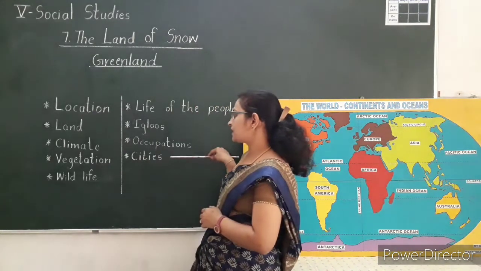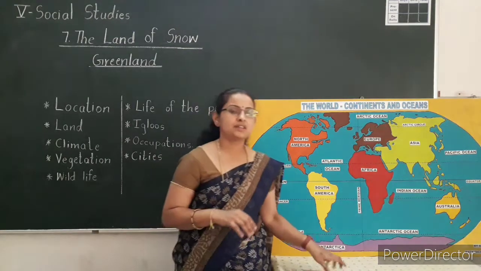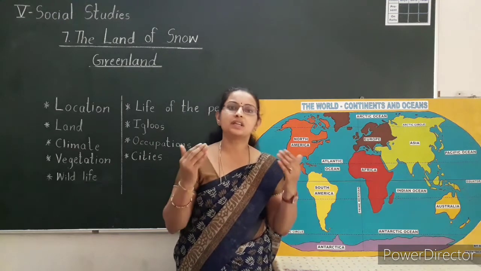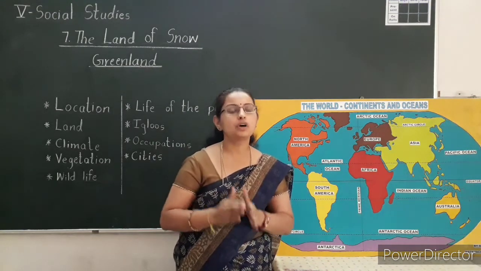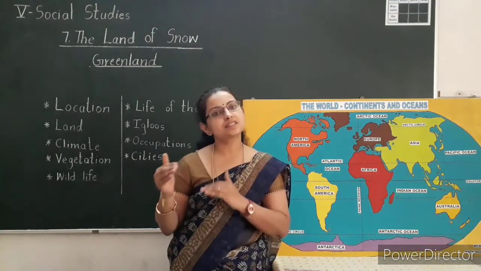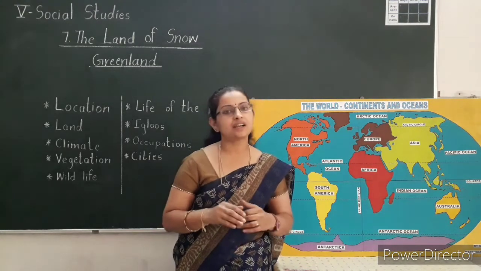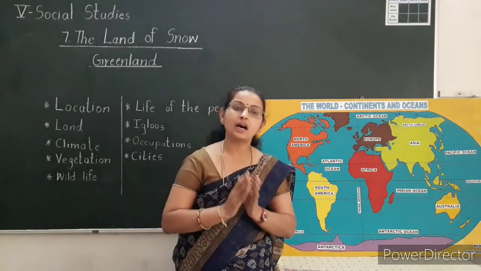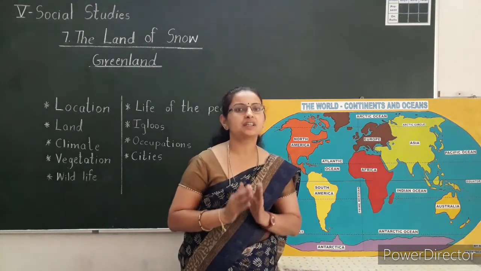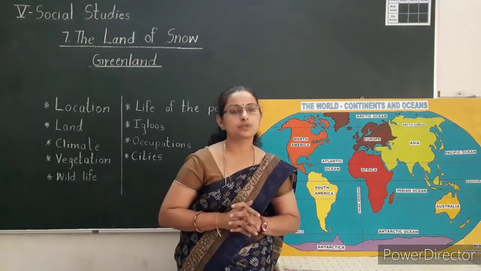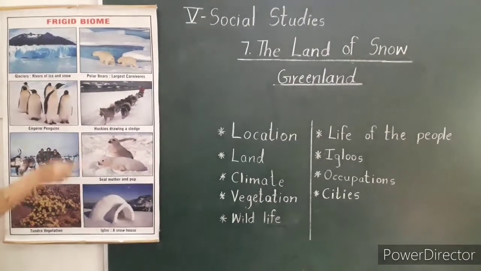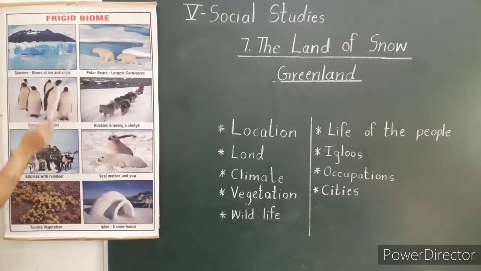The last point is cities. There are very few large cities in Greenland. Nuuk or Godthab is the capital and largest city. Sisimiut and Ilulissat are the other big cities. The total population of the country is 56,000.